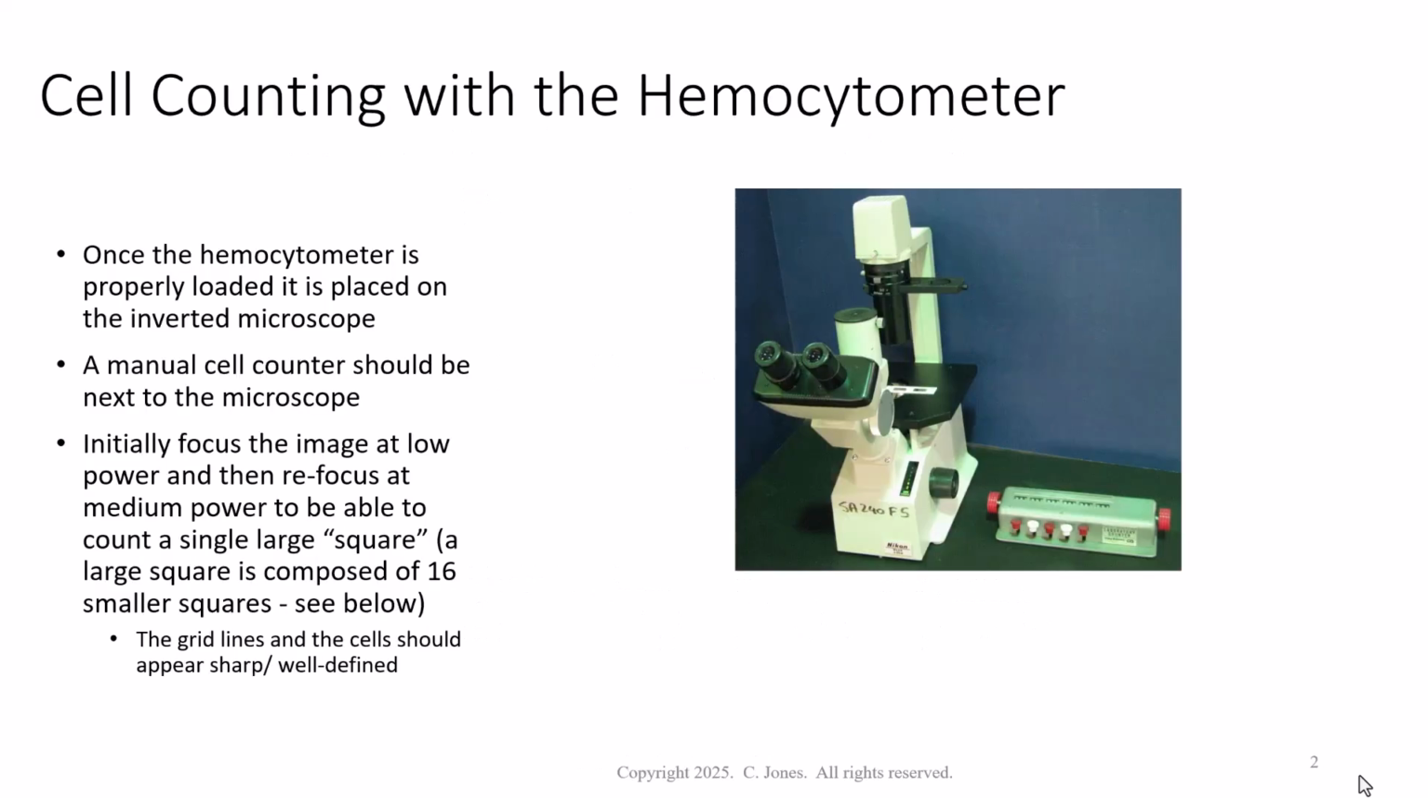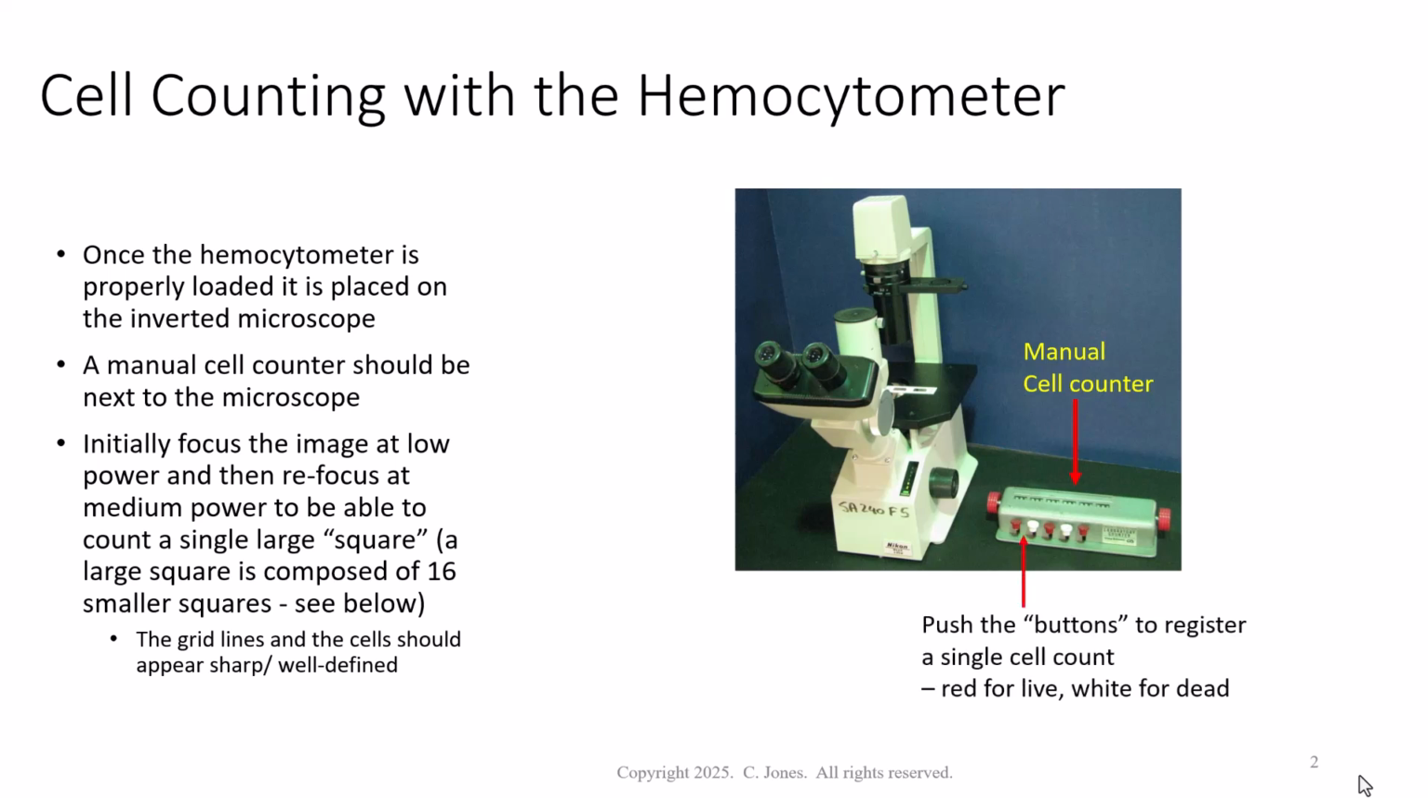So we're assuming the hemocytometer is properly loaded, it's placed on the inverted microscope, a manual cell counter has been placed next to the microscope, and now we are focusing on the hemocytometer, being sure that we can clearly see the hemocytometer grid lines and the cells. Everything is in sharp focus, okay? Everything should be well defined. Then we're going to start to look at the cells and begin to count.